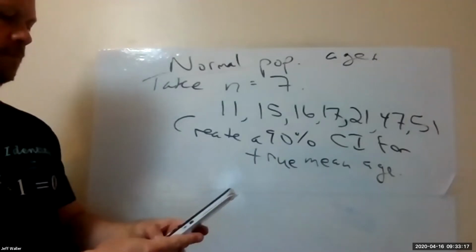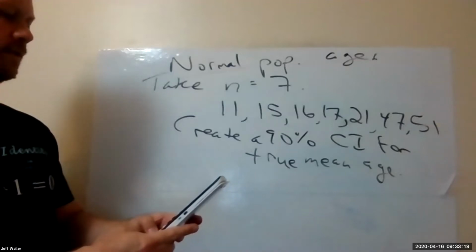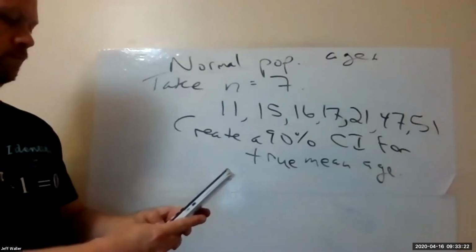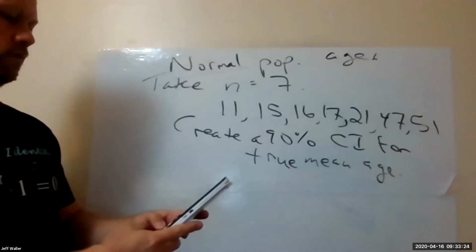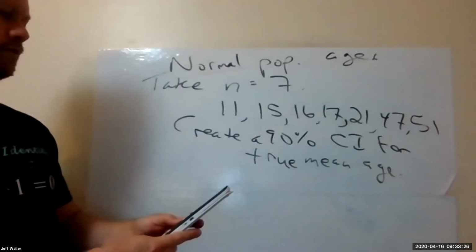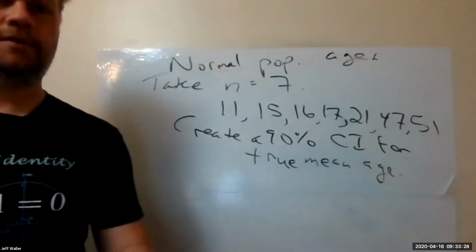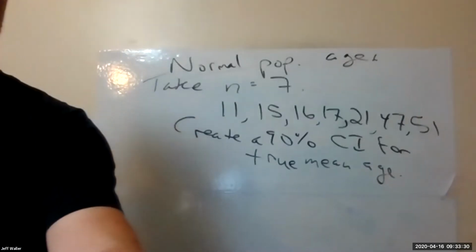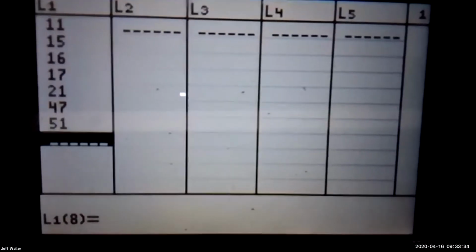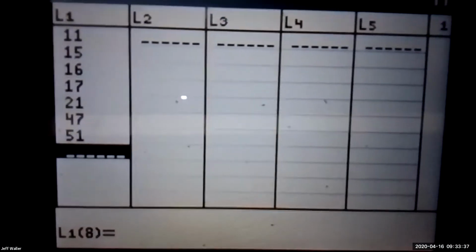Oh, crap. Somebody's not 1,700 years old, Jeff. All right. 15, 16, 17, 21. All right, so put that in your list, right? Put it in list 1.